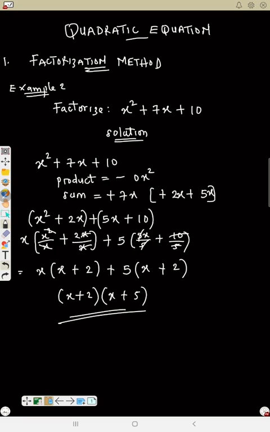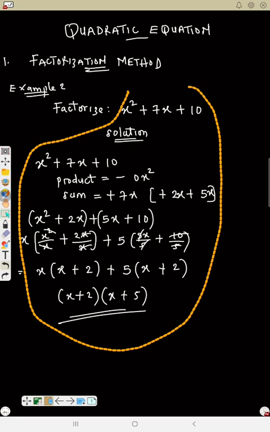So you have already factorized. So this is the factorization method. Now let's see another question. We are still using the factorization method.